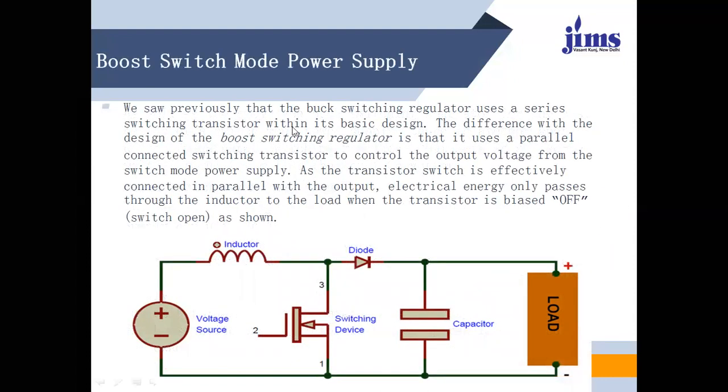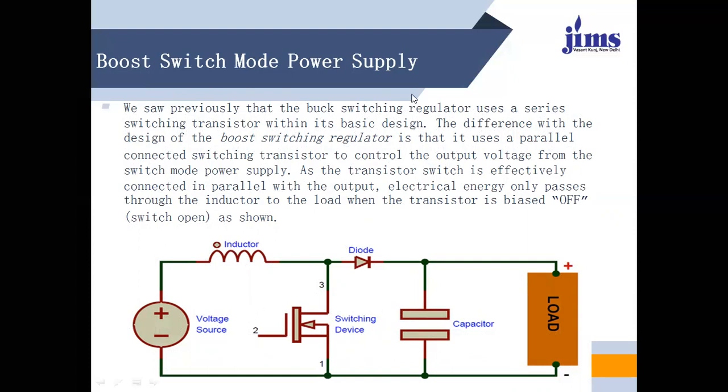We saw previously that the buck switching regulator uses a series switching transistor within its basic design. The difference with the boost switching regulator is that it uses a parallel connected switching transistor to control the output voltage from the switch mode power supply. As the transistor switch is effectively connected in parallel with the output, the electrical energy only passes through the inductor to the load when the transistor is biased off. This will be the circuit diagram.